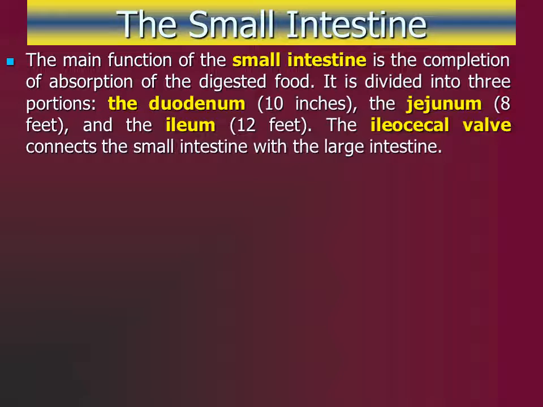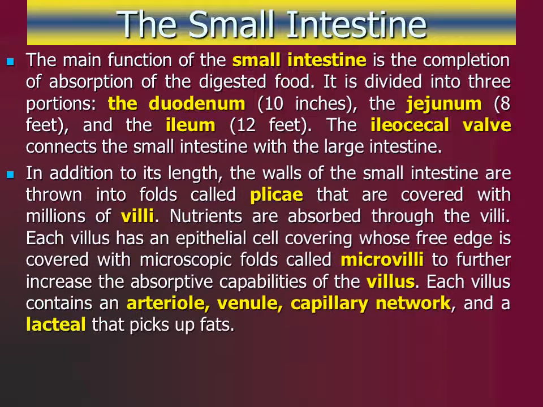First of all, the tract is 21 feet long. Second, an even larger surface for absorption of nutrients is provided by the structure of the walls of the tract, which are thrown into a series of folds called plicae.